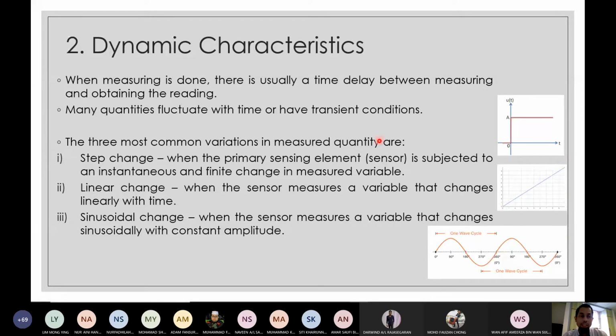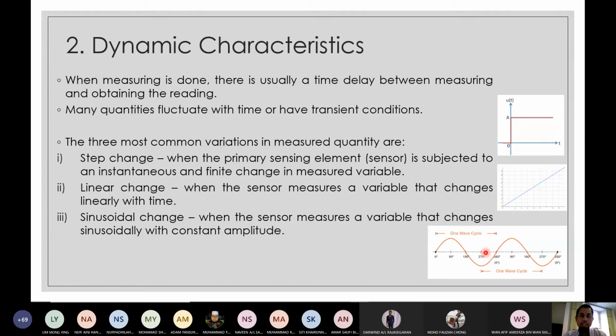The second situation is linear change. Linear change is common. When you increase a certain value, the corresponding value here will also increase. So we have a straight line here. This is called a linear change. The sensor measures the variable, and it changes linearly with respect to time.